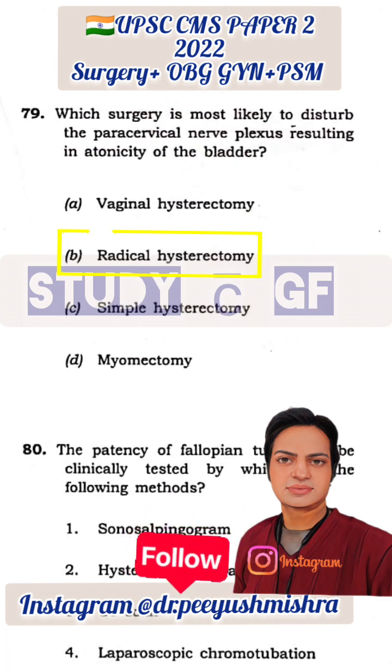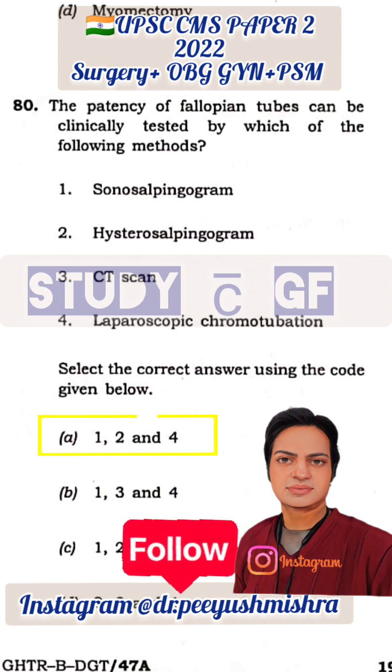Which surgery is most likely to disturb the paracervical nerve plexus, resulting in atonicity of the bladder? Radical hysterectomy. The patency of fallopian tubes can be clinically tested by which of the following methods? Sonosalpingogram, hysterosalpingogram, laparoscopic chromotubation.